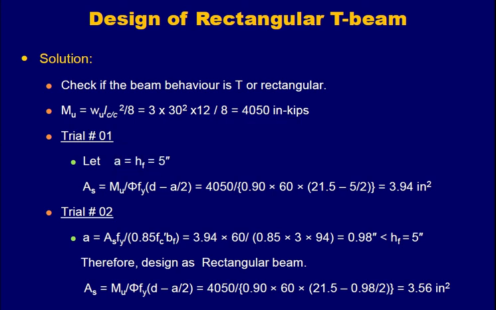Okay, so let's take a is equal to HF and put it in the equation of AS. You calculate AS and put it in the value of small a. You are calculating small a, which is 0.98 inches, as it is much lesser than HF. So your beam is acting as a rectangular beam. It is not a true T beam. Okay, so therefore design as a rectangular beam, and calculate AS on the basis of this small a. So your AS is equal to 3.56 square inches. Got it?